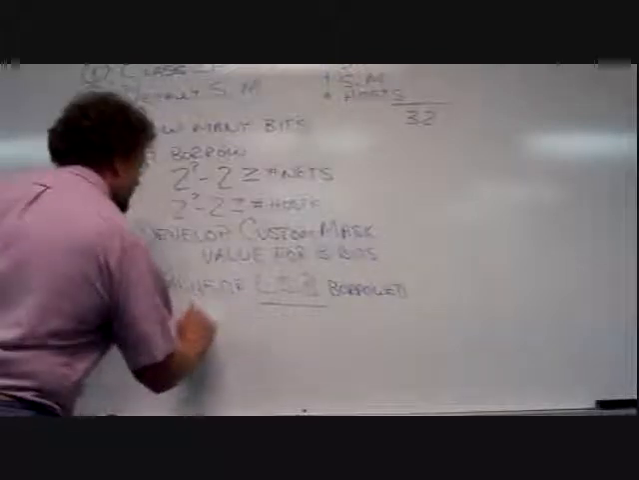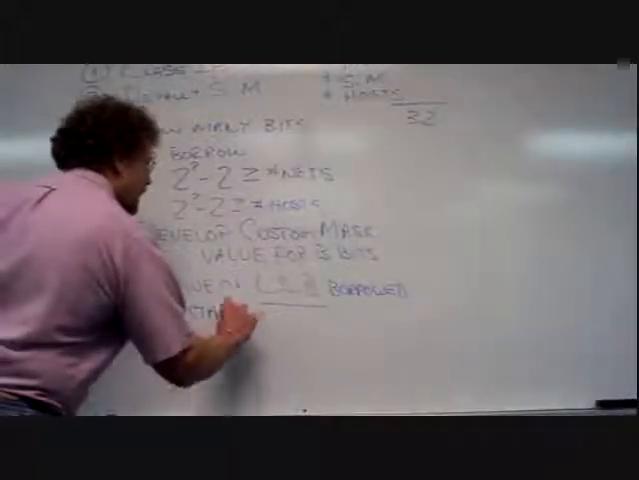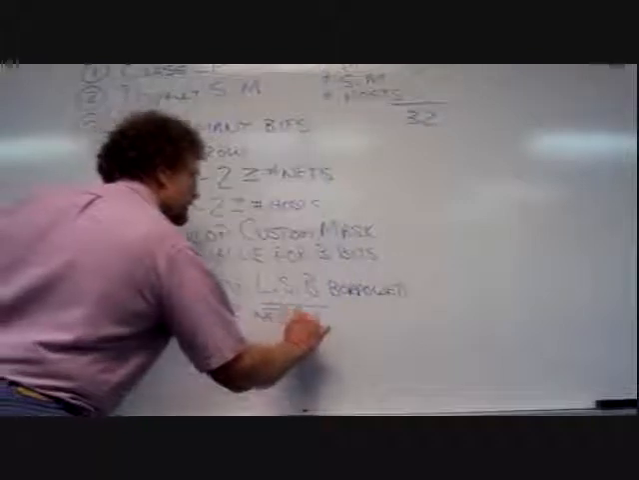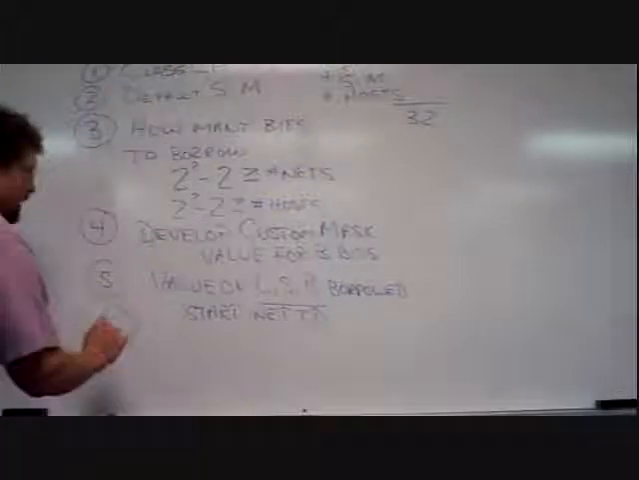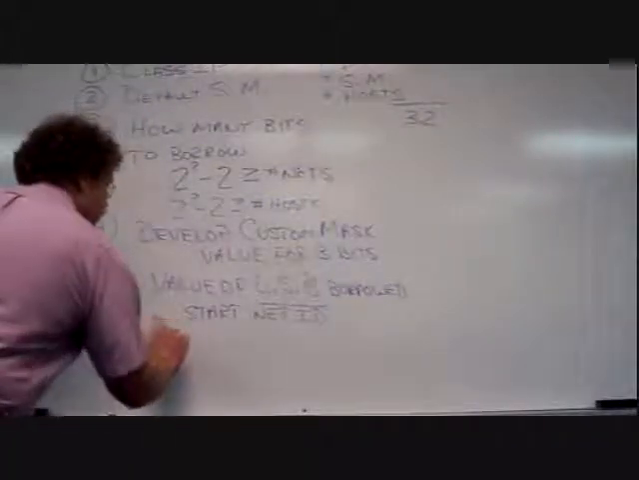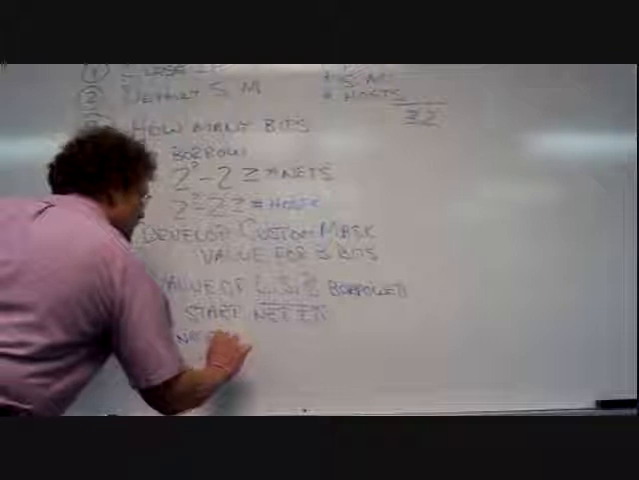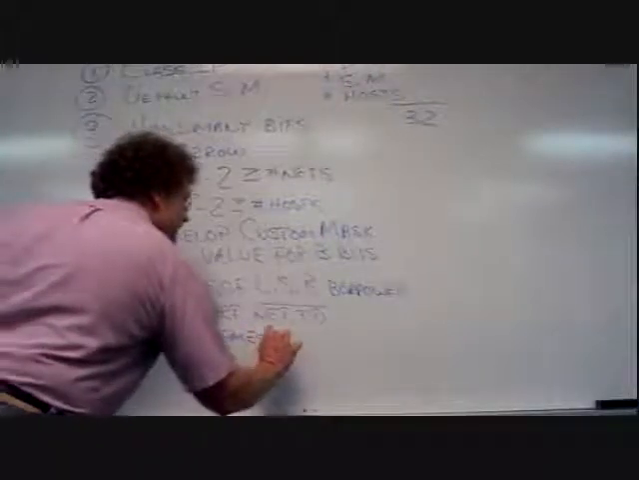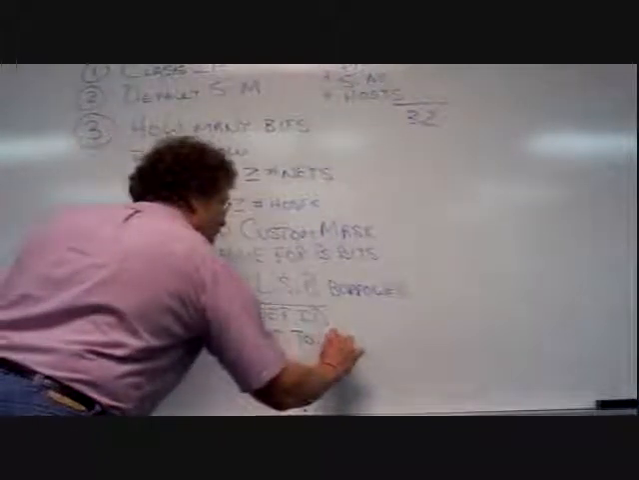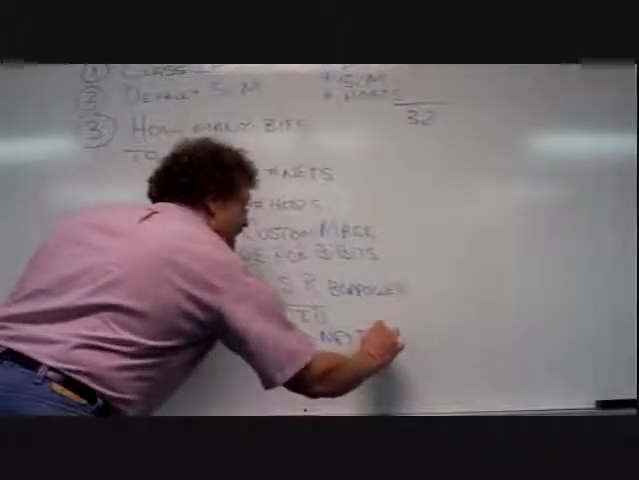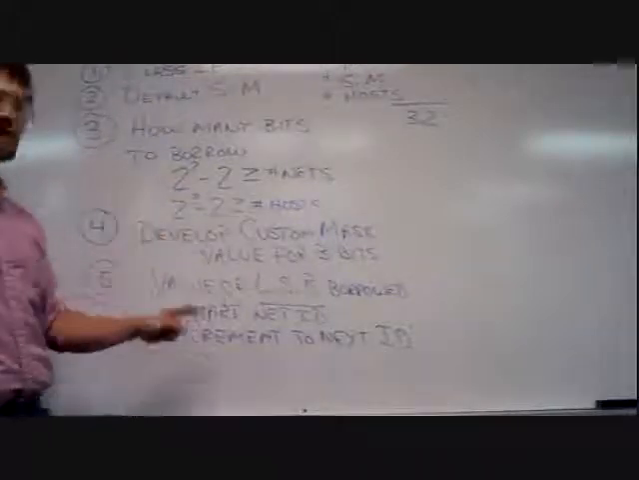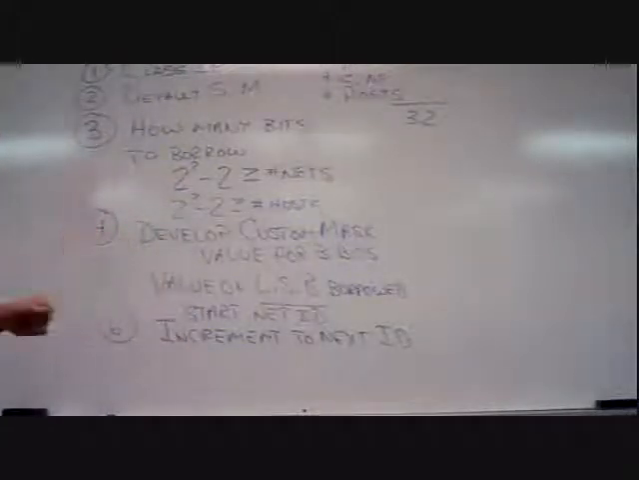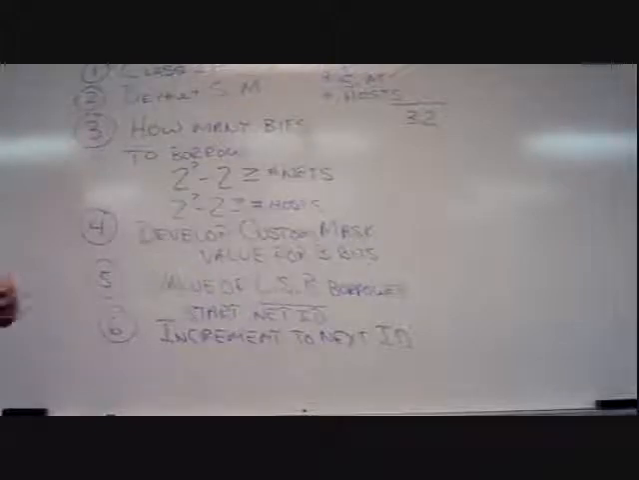But the key component, the value of the least significant bit borrowed, tells us 2 things. The start net ID, and step 6, it tells us the increment to the next net ID. Increment to the next net ID. I can't stress enough the value of that least significant bit. Knowing the value of that least significant bit gives us a lot of information, that bit borrowed.